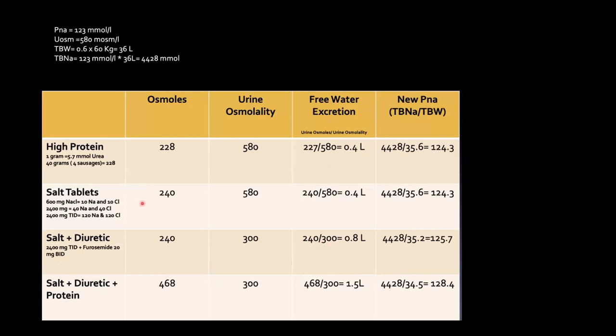In older people, I usually start with salt tablets. I tell them, come back in 2 weeks. If it is still low, I add a diuretic. If it is still low, then I tell them, okay, start eating some sausages a day.